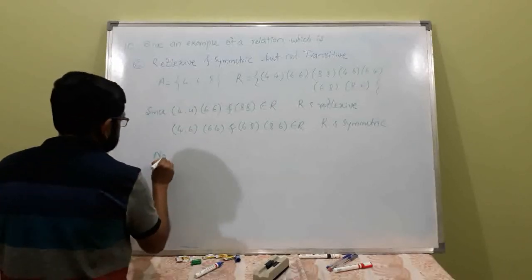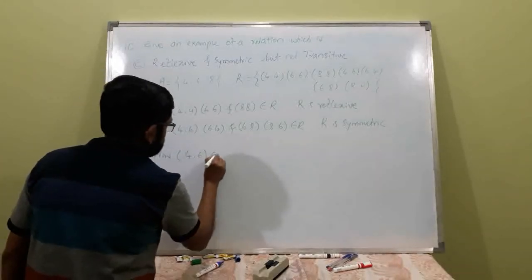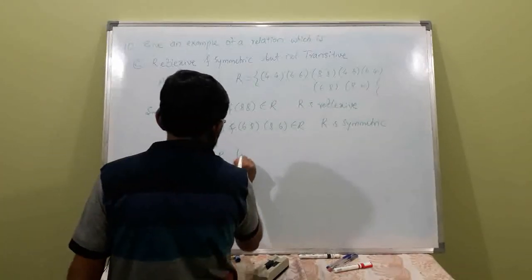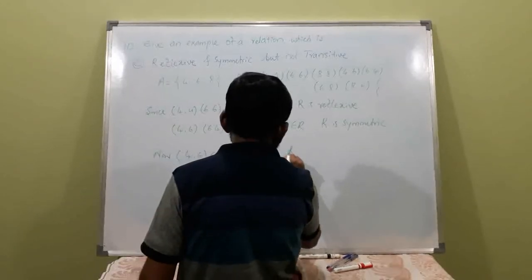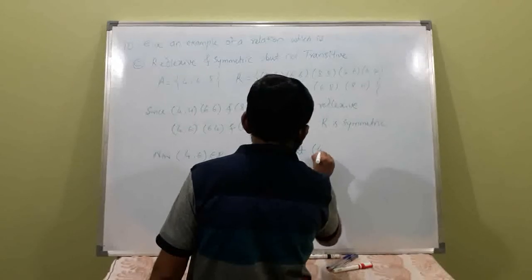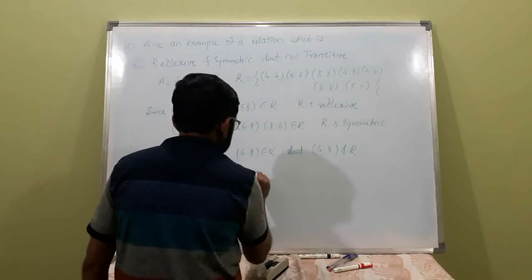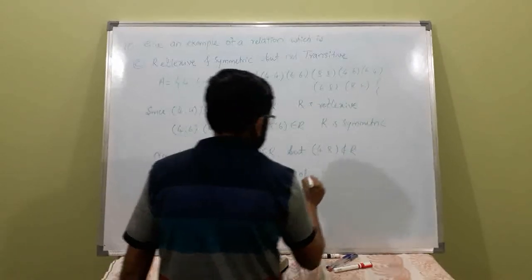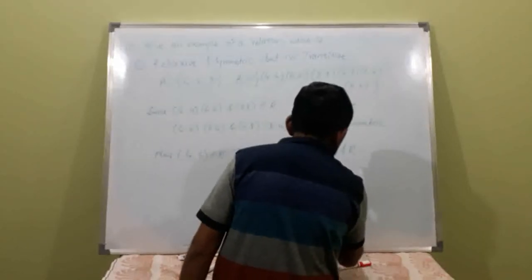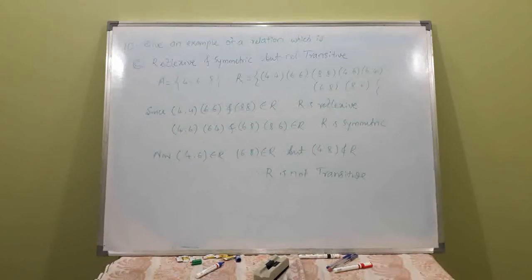Now, (4, 6) belongs to R, (6, 8) belongs to R, but (4, 8) does not belong to R. Therefore, R is not transitive. Okay. Two more examples are there.